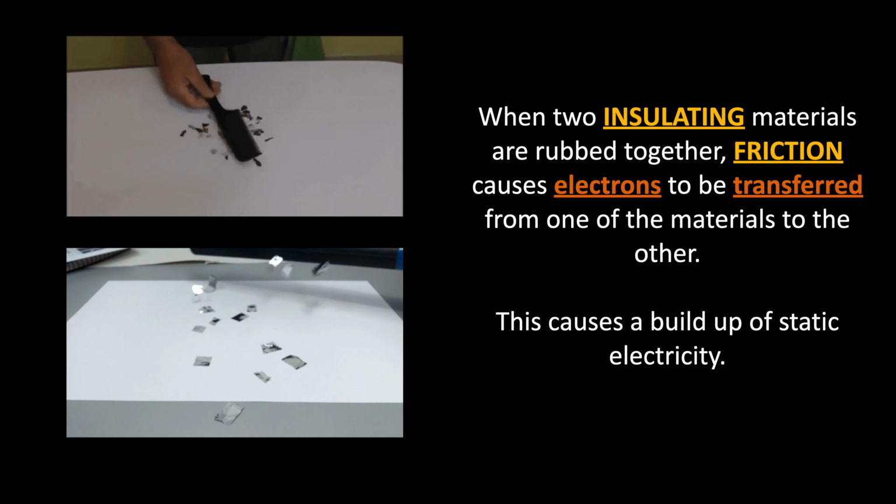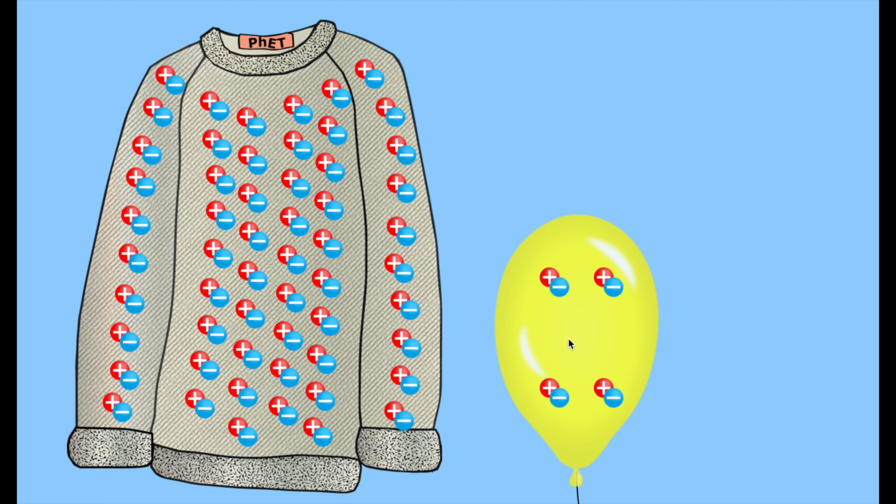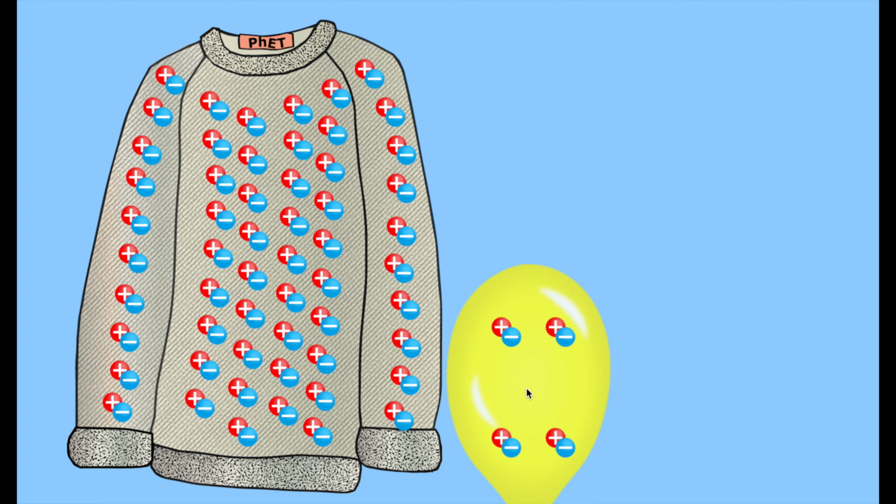Let's take a closer look at this phenomenon. Here we have a jumper and a balloon. Both of these are made out of insulating materials. The jumper is made out of wool, and the balloon is made out of rubber. Both of these are insulating materials. Now, like we saw before, if we rub two insulating materials together, they develop a static charge. Let's take a look. We're going to rub the balloon onto the jumper.